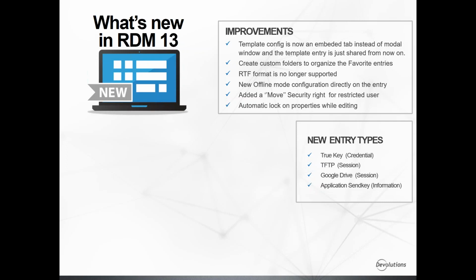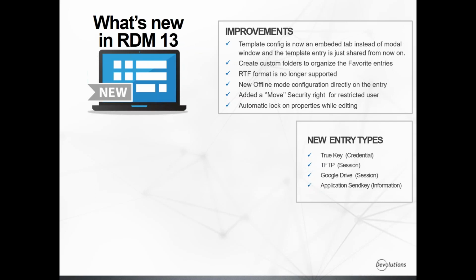You can create your custom folder in the favorite entries. That's also a new thing. And just as information, the RTF format is no longer supported when we write a description, and you'll see later on what we did. There's a new offline mode configuration directly on the entry, so those familiar with the offline mode will maybe find this interesting. And there's a new security right called move under the restricted user. So you can specify very precisely if restricted users are allowed or not to move entries.